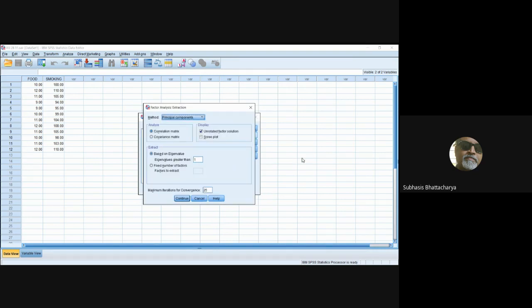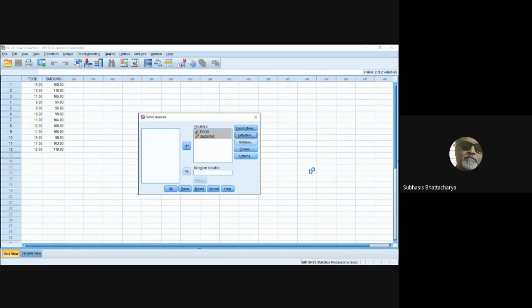Then you go to the extraction part. In extractions, rather than the correlation matrix, here we are interested in the covariance matrix, and the unrotated factor solution in the display, and the scree plot. I click on it because I will explain the nature of the scree plot in our second example. The extraction is based on the eigenvalues, and then continue.